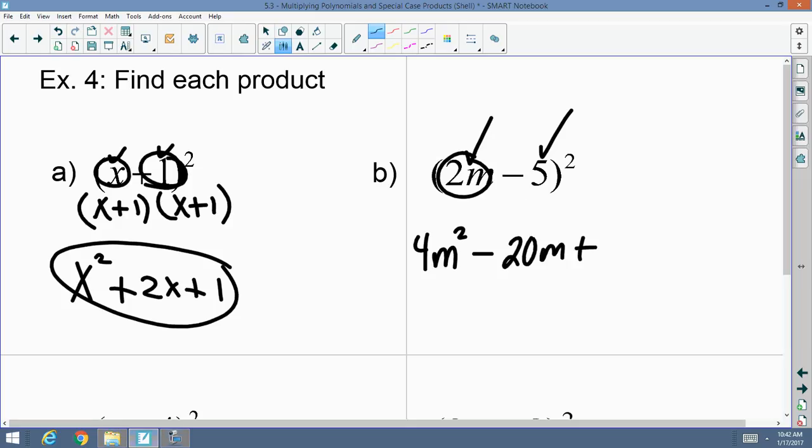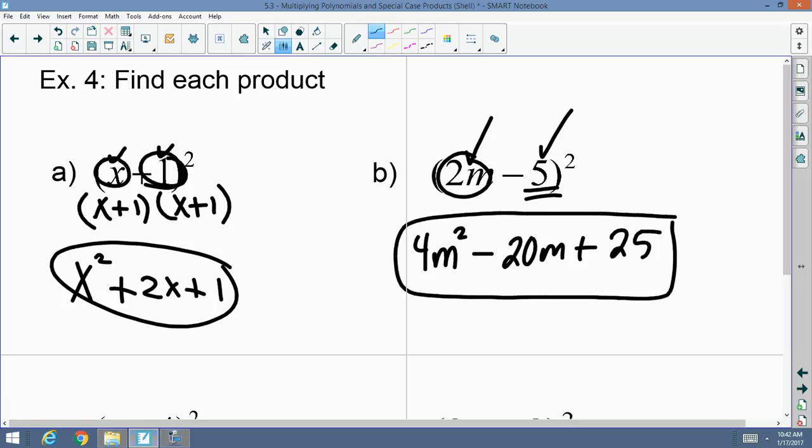Plus the second term squared, 25. And bada bing, bada boom, you're done. Sir, my brother, thank you. Can you explain how you got the 20 again? Sure. How did you get the 20 is the question. The middle term, my brother, is 2 times the first term times the second term.